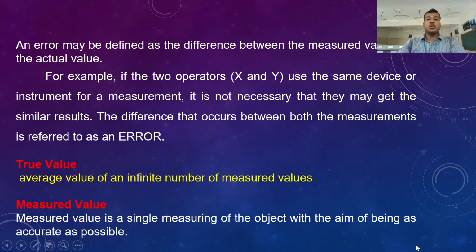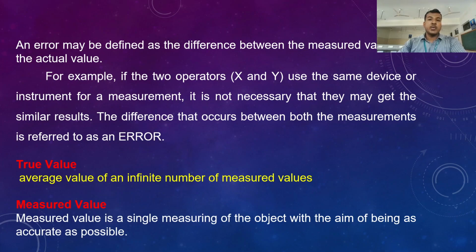For example, if two operators use the same device or instrument for measurement, it is not necessary that they get a similar result. The difference that occurs between both measurements is referred to as an error. Similarly, when we ask two friends to measure 1 kg of sugar, they can measure it very easily, but not exactly 1000 grams. There will be plus or minus 1% or even less, but surely there will be some difference. That is generally called an error.